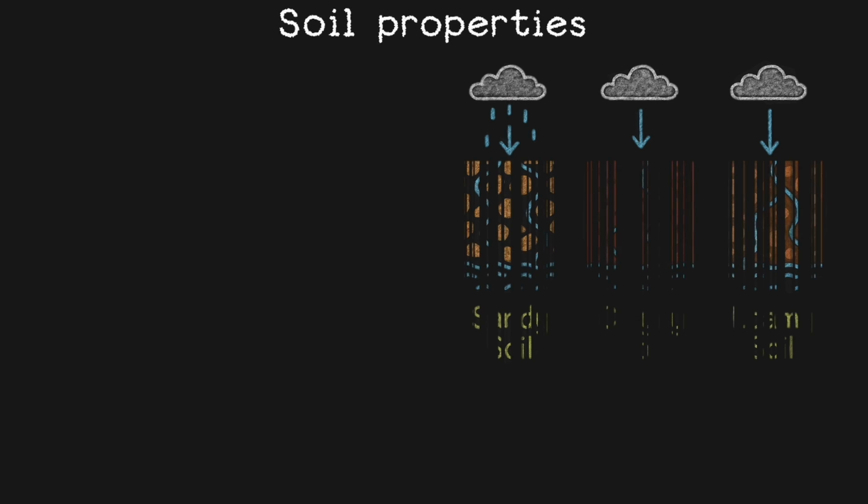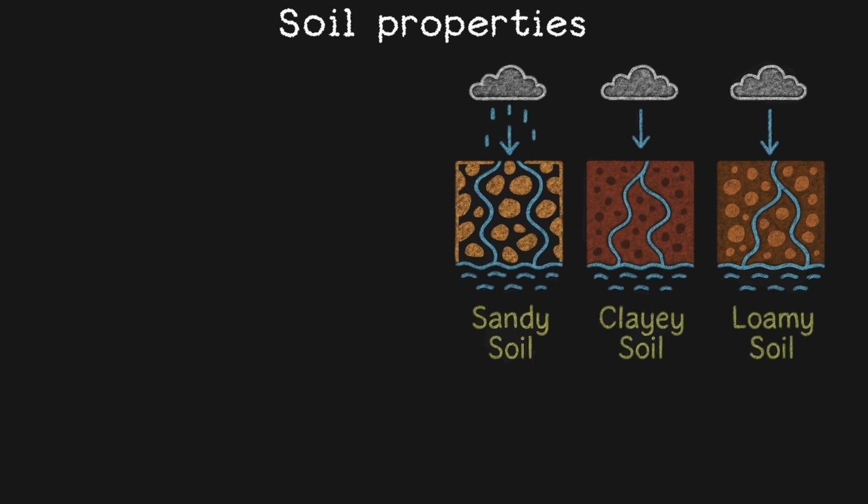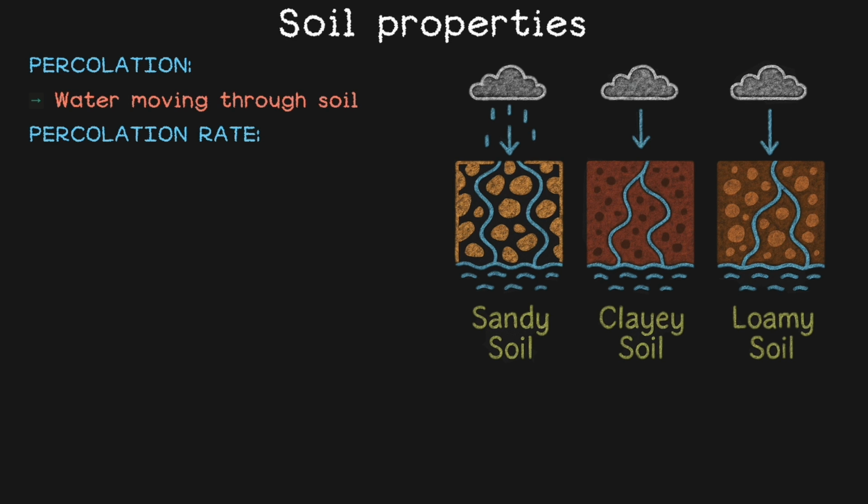When rainwater hits the soil, it doesn't just sit there. It moves down through the tiny gaps between the soil particles. This movement is called percolation: water moving through the soil in those tiny spaces. And since this is a movement, it has a particular speed. This speed at which the water flows through the soil is called the percolation rate.